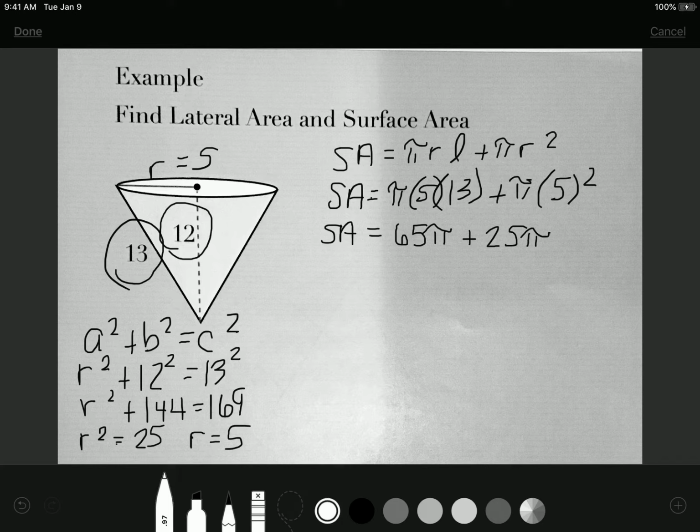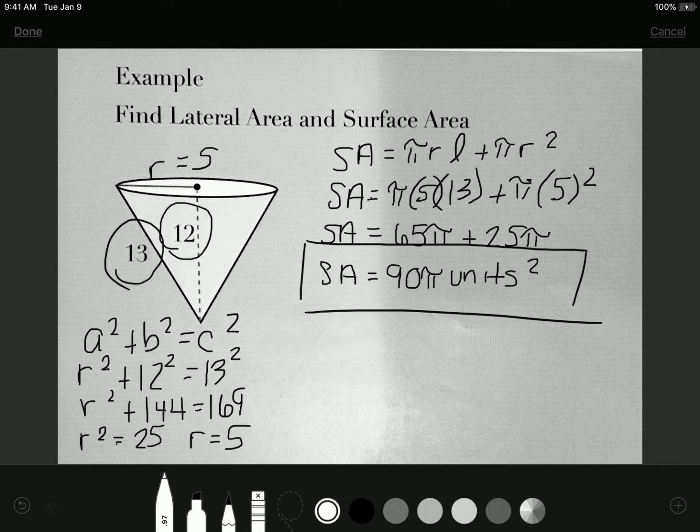65 plus 25 gives us 90. So the surface area for this cone is 90 pi units squared. If you have a problem that says to the nearest tenth, you can take the 90 and multiply it by 3.14 to get a decimal answer instead of in terms of pi.